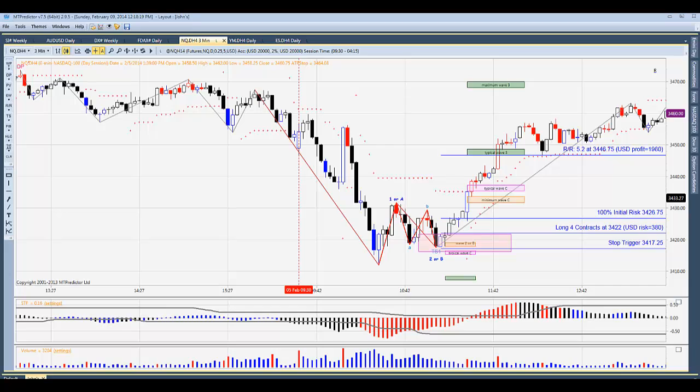Keep your eye on the charts, and anything you get into, make it a low risk, high reward scenario.